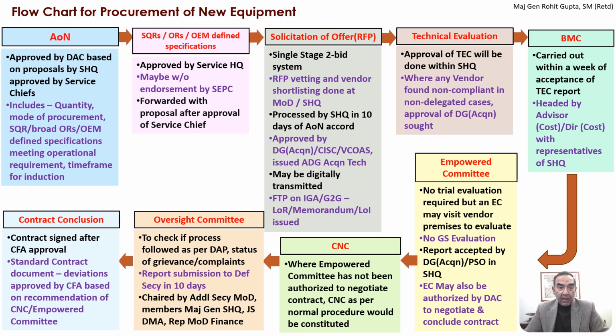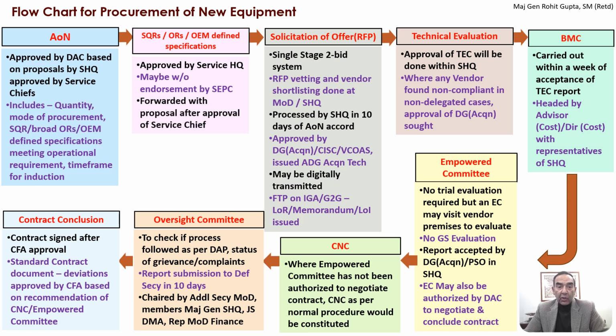The acceptance of necessity statement of case includes the quantity, the mode of procurement, the SQR, that is service qualitative requirement. It could be a broad operational requirement also. You could also base it on the OEM's defined specification which are acceptable and meet the operational requirement of the services. Also the time frame for induction.